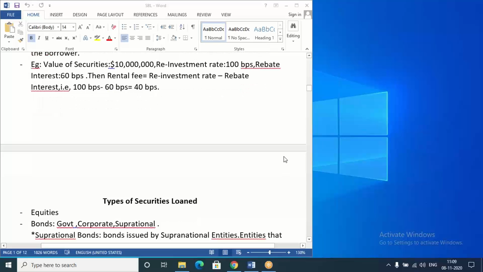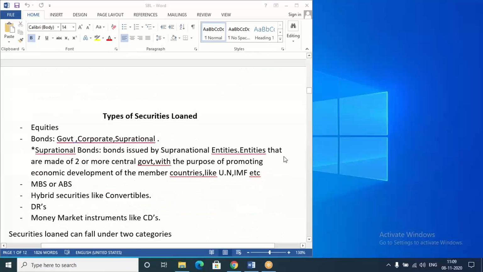Okay, so types of securities that are usually loaned are equities. Saujanya, FX is currencies. In the title itself, it says stock borrow lending, right? So equities, bonds such as your government bonds, corporate bonds, and something called supranational bonds. Have you heard of this term supranational?